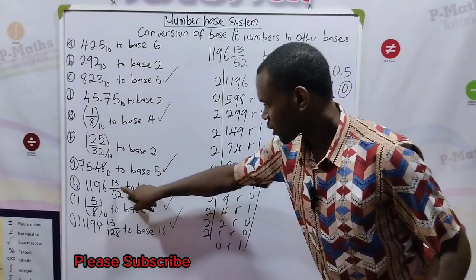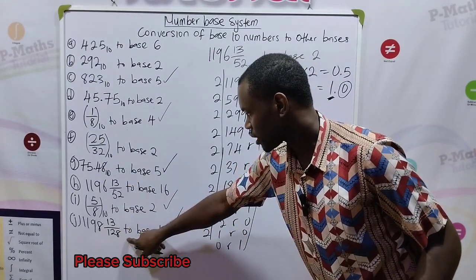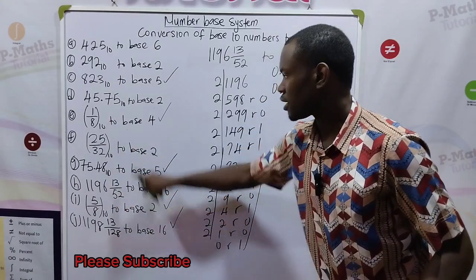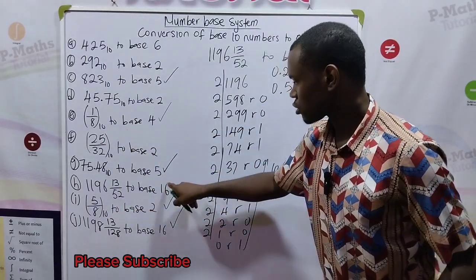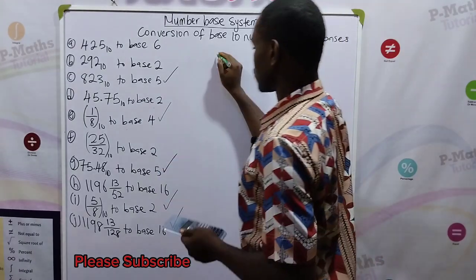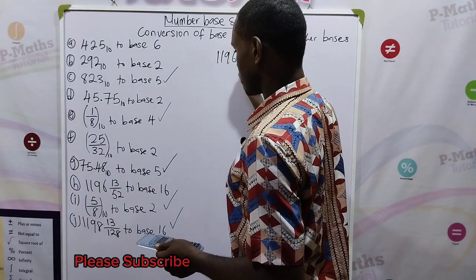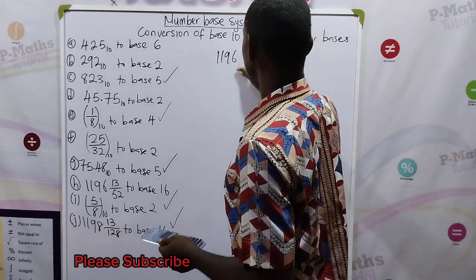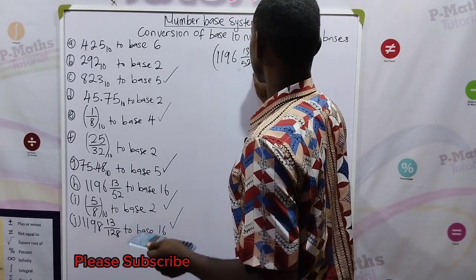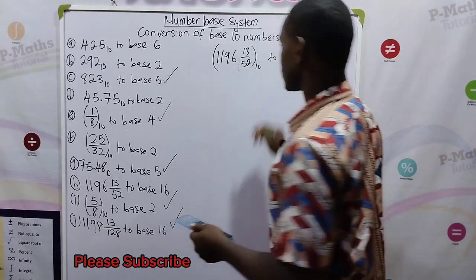You see that H and J are similar. Then I is similar to E. So the same thing you did here, you do here. So I'll solve H again, converting it to base 16. Okay, so we have 1196 in base 10, and 13 over 52 in base 10. We are converting to base 16.